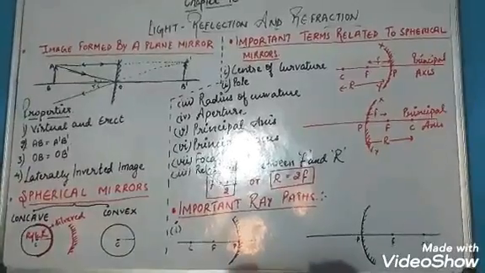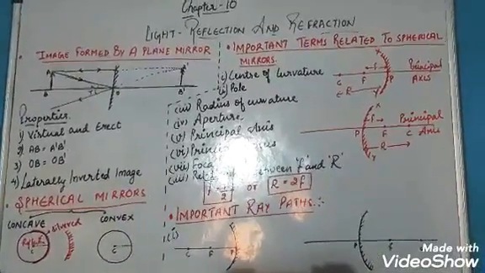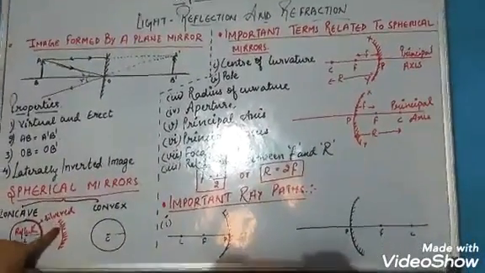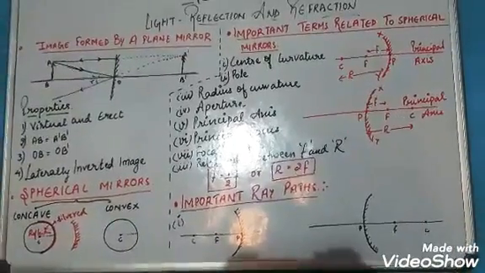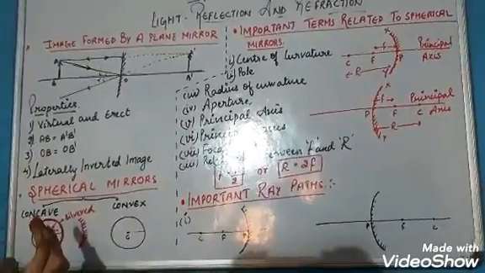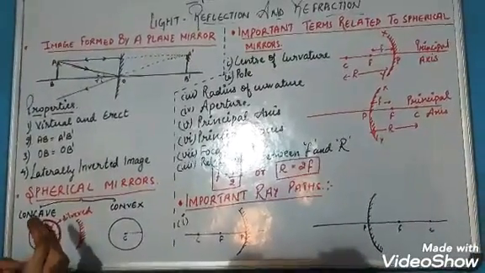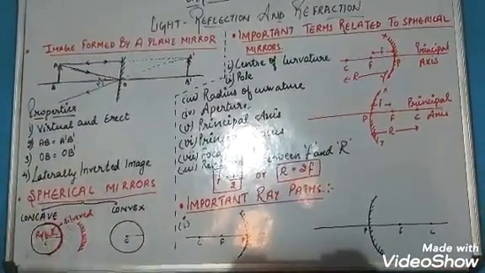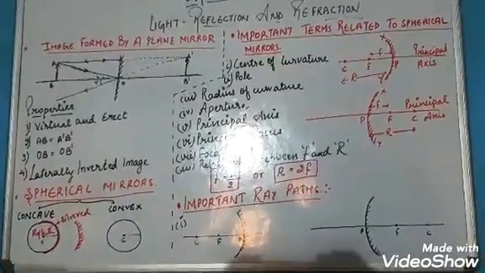How can you learn these kinds of mirrors? The cave side is the reflecting one. This is the cave side. Suppose this is a mirror. So this is your cave, and cave means the cave side is reflecting. This is how you can learn the concave mirror, and the other one will be your convex.